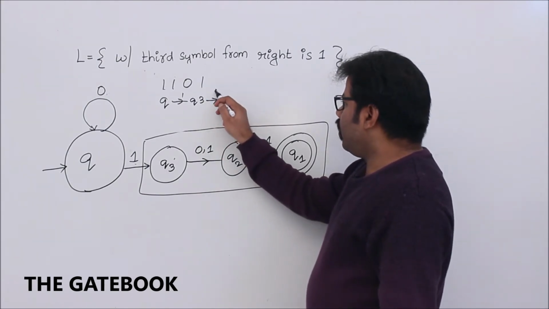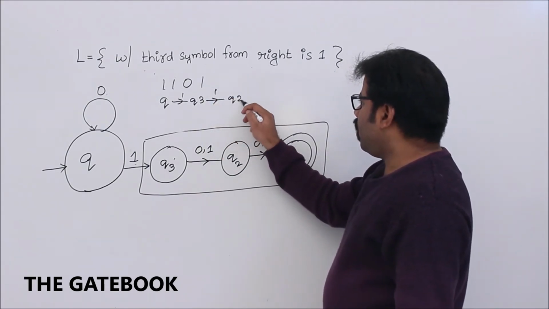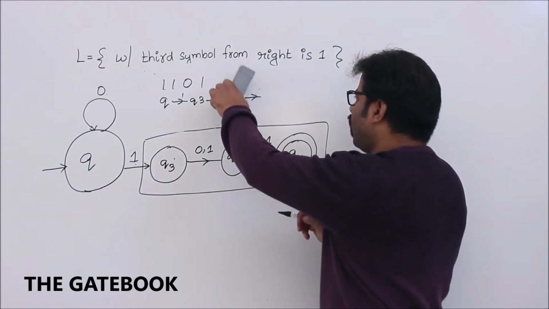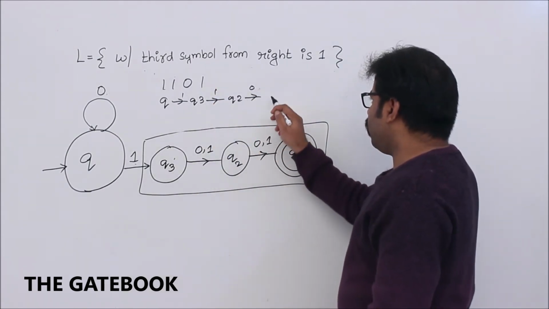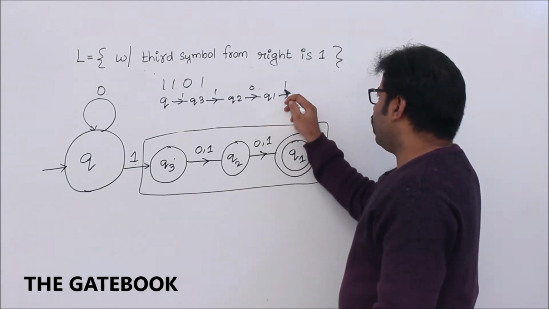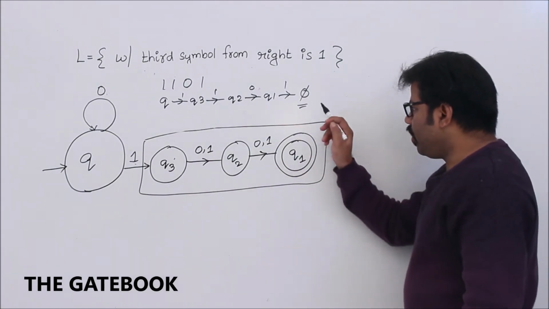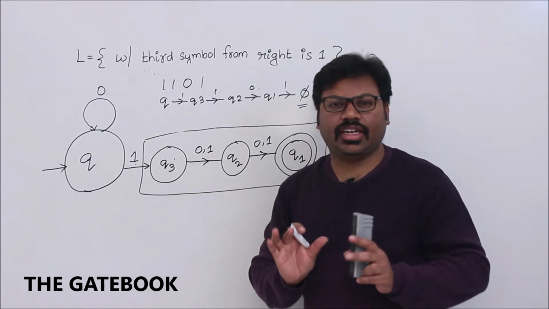Then again on 1 control goes to Q2. On Q2 the control goes to 0. Q2 on 0 the control goes to Q1. Q1 on 1, there is nothing defined, so that's why it will go to empty. That means your execution sequence is terminated.